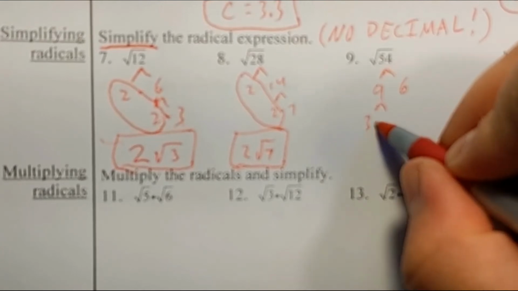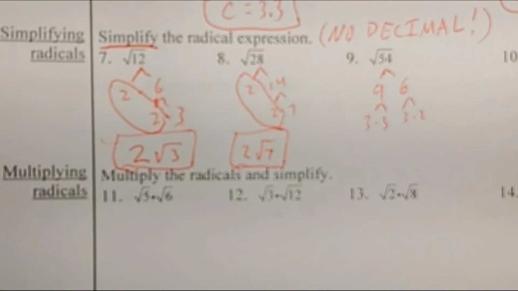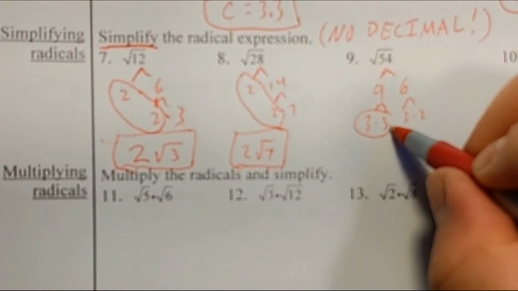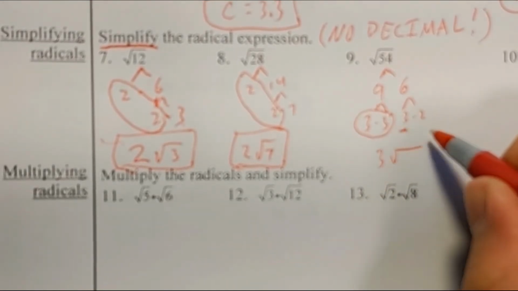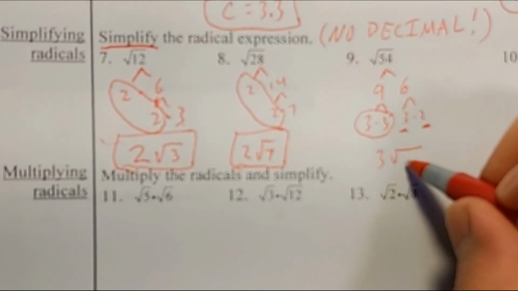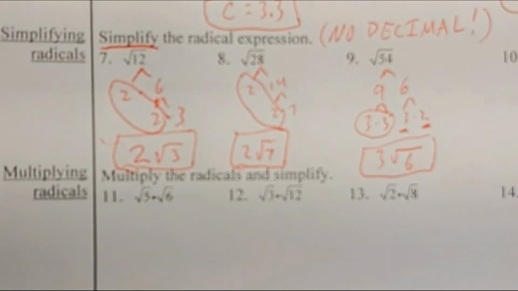54. I know I can divide by 9, so I'm going to go 9 times 6. And then 9 can be 3 times 3. And then 6 can be 3 times 2. And then I'm looking for pairs. So even though there's 3 3s, I'm only going to use a pair of them to go outside. And since I only have 1 3 and I only have 1 2, and it's not a pair, those go inside, but I multiply them together. So 3 times 2 is 6. There's my simplified answer.